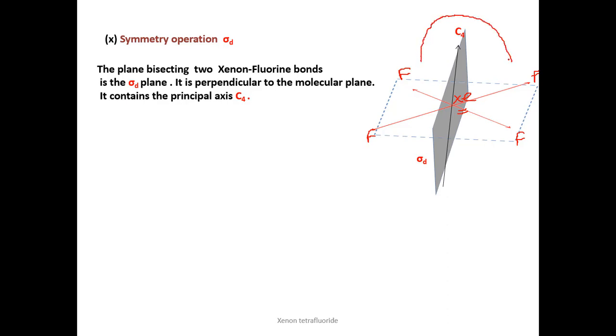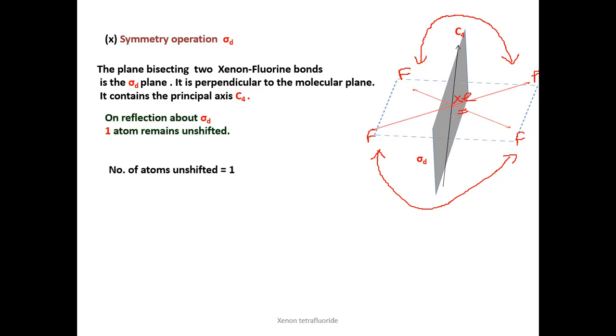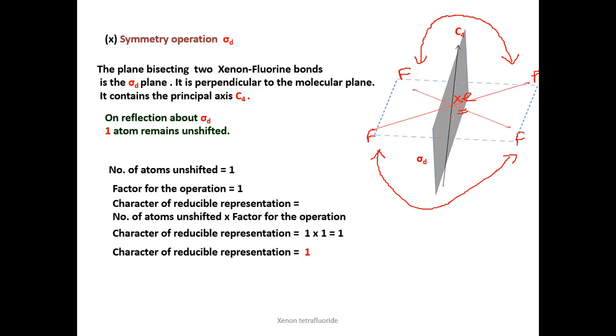This fluorine will come here, this fluorine will come here, this fluorine will come here, and this fluorine will come here, but the xenon atom will not change its position, and so the number of unshifted atoms is equal to 1. The factor for the operation is 1, and so the character of the reducible representation is equal to 1 into 1 equal to 1.